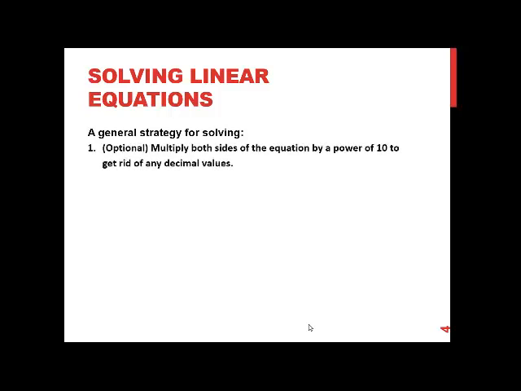General strategy for solving. If you have any decimal values, and this is optional, you can get rid of the decimals by multiplying by some power of 10. For example, if you had 0.6x plus a bunch of other stuff, if you multiply both sides by 10, that would turn this 0.6x into a 6x. Many people don't like dealing with decimals, so that'll make that a little easier.